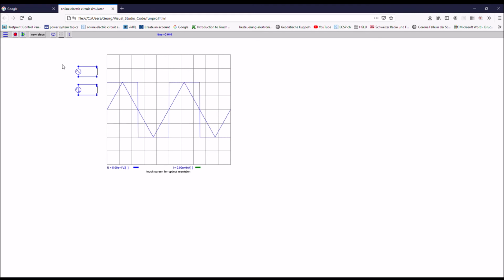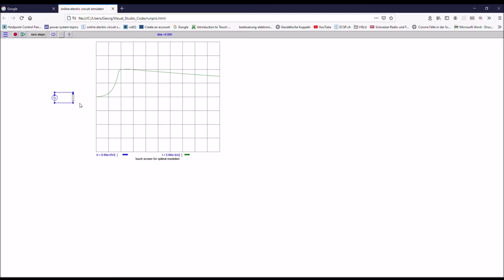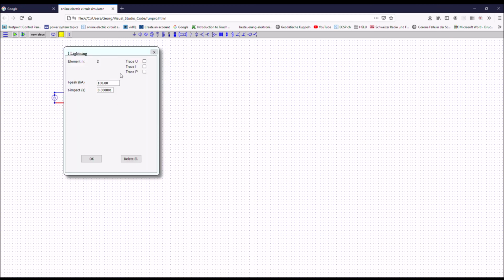There is also a triangular and a rectangular voltage source. There is a lightning current source model for insulation coordination studies. There is also a steep wavefront lightning current simulator for insulation coordination studies. The input needed is the peak in kiloamps of the lightning current and the time when you want a stroke to happen after initiation of the simulation.